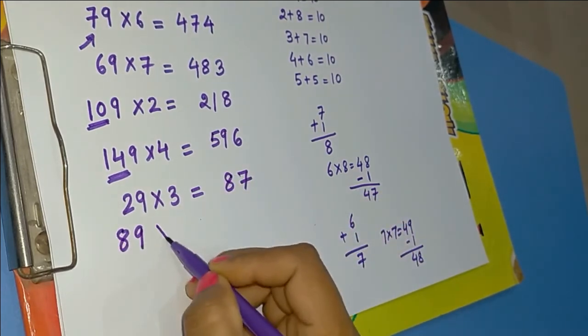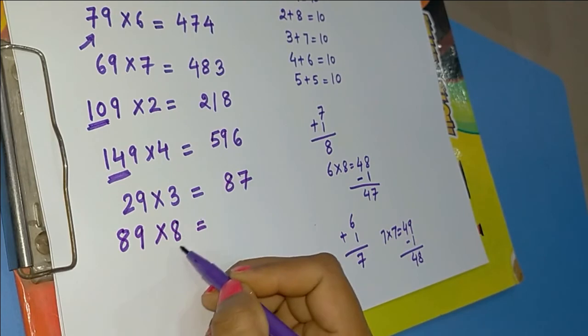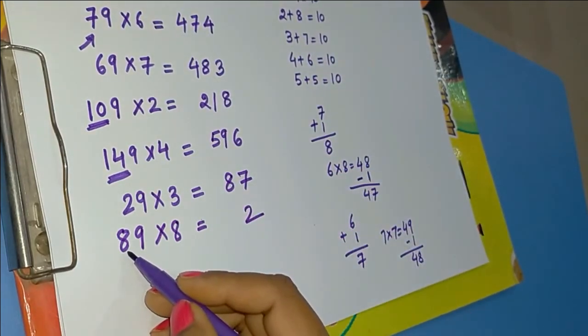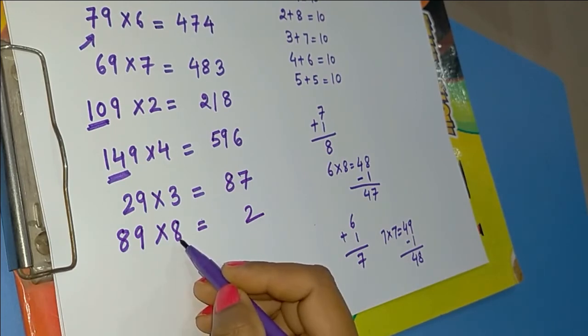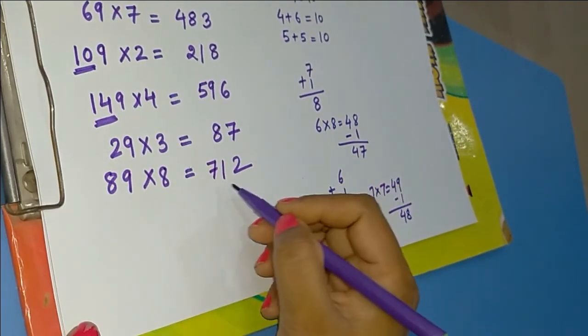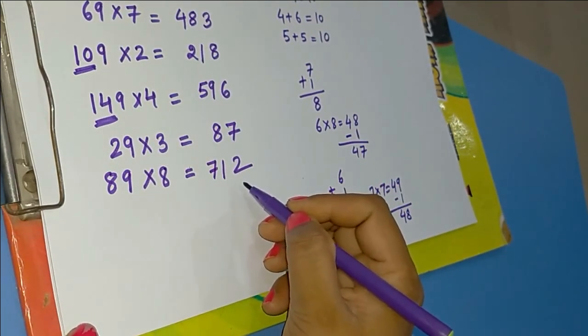Let's take another number, 89 cross 8. So here pair of 8 is 2. Now add 1 to this 8. 8 plus 1, 9. 9 cross 8, that is 72. And 72 minus 1, that is 71. So here we got the 712.